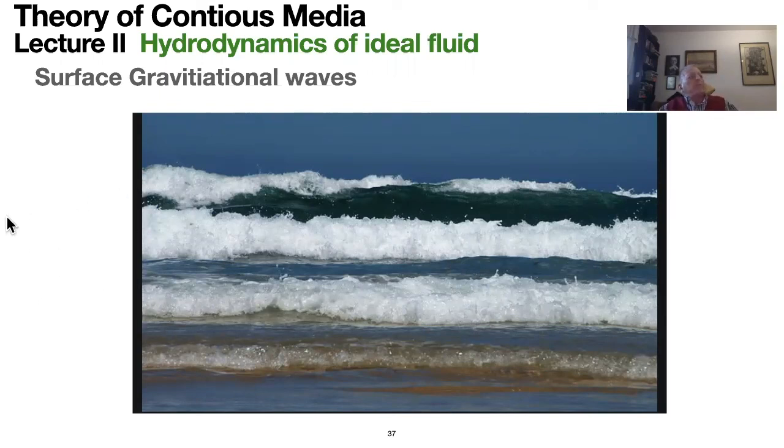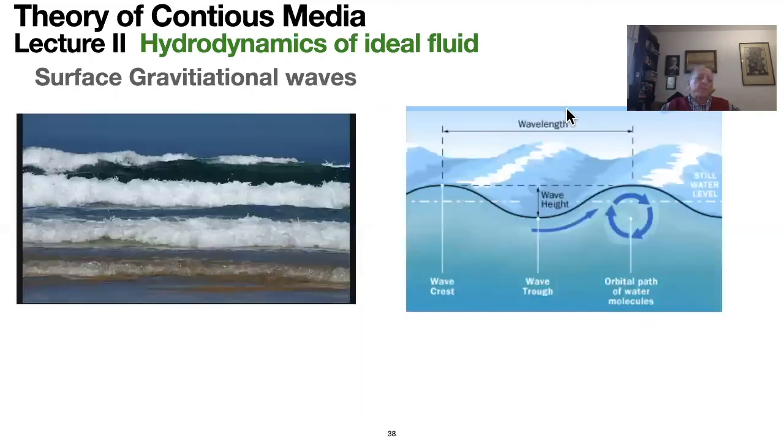The other application of what is happening with the motion of an incompressible, inviscid potential flow of a liquid is what is called the surface gravitational wave. And that is a picture which I found on the internet of beautiful gravitational waves. These are rows of waves propagating on the surface of the ocean. And when we look from the side at them, this is what is happening. We have these beautiful rows, and the liquid surface makes the wave.